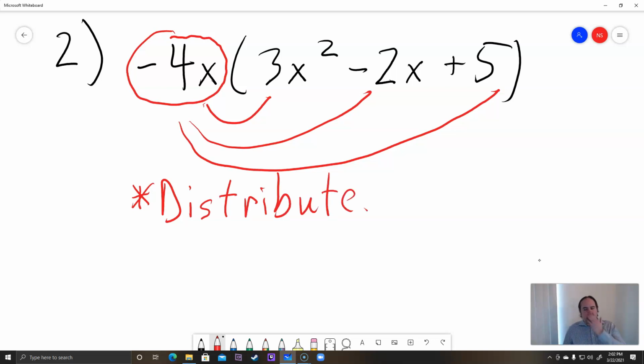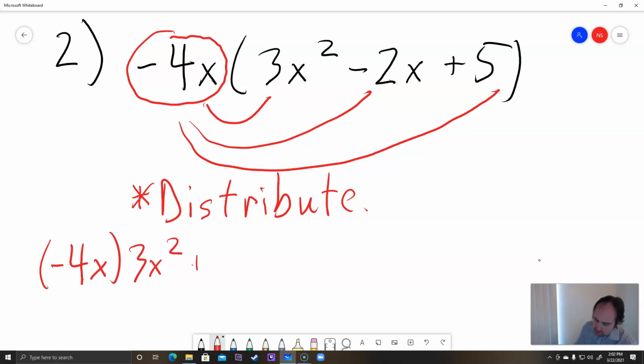And the tricky thing here is to realize that because it's a negative 4x, we have to distribute the minus as well as the 4x. And the minus is going to end up multiplying times each term, and it's going to switch the sign of every term. Okay, so let's see how that looks. So for the first term, we're going to have negative 4x times 3x squared. For the second term, we're going to have negative 4x times negative 2x.